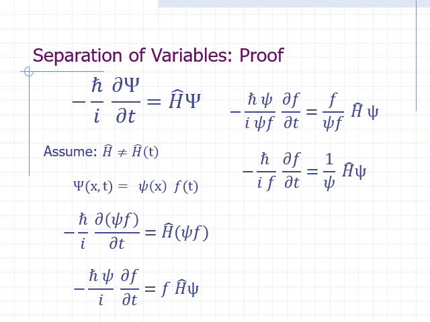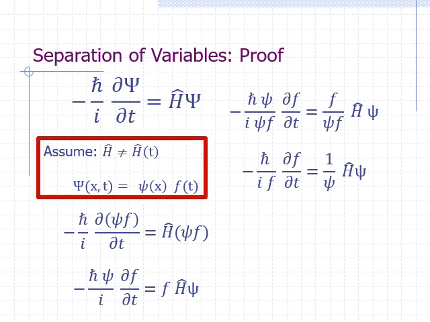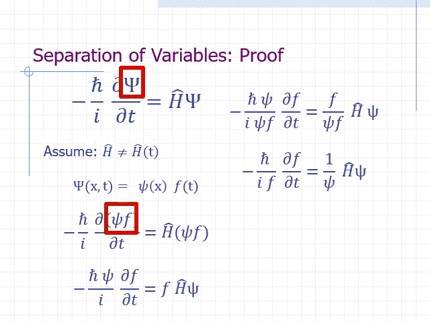Here's the proof. Here's our time-dependent Schrodinger equation. We assume that the Hamiltonian is independent of time. And if this is the case, we can write psi as a product of a function of coordinates times a function of time. We are going to substitute this product, lowercase psi times f, for uppercase psi in the time-dependent Schrodinger equation, here and here. And let's see where it leads us. If we don't encounter any contradiction, then we're okay.